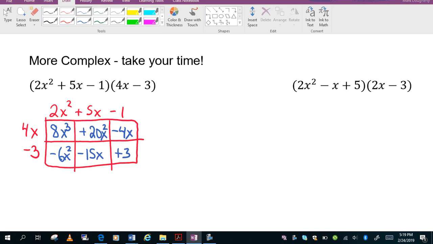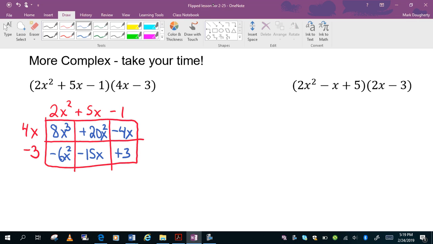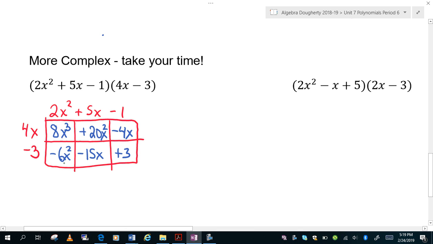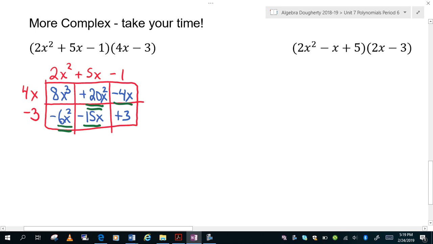Now you'll see here I can combine some of the terms. I can combine the 6x squared with the 20x squared and the negative 15x with the negative 4x. They lined up diagonally. I don't think that's a coincidence. We'll get 8x cubed plus 14x squared minus 19x plus 3. Remember, when you combine like terms, you just add or subtract the coefficient.